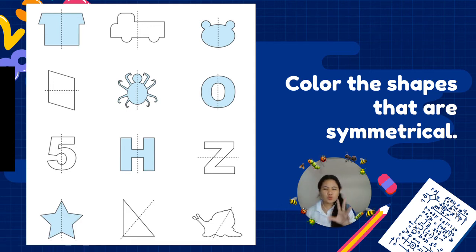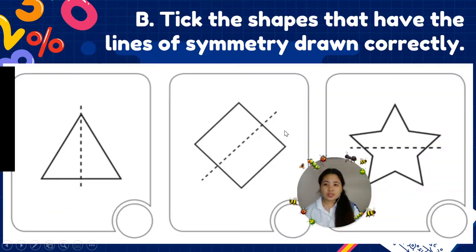So I hope you have a colorful activity here, because you can use any color you want. Me, I chose blue in all of my coloring, but you can choose any color you want. Okay, so that is for letter A. Let's proceed to letter B.